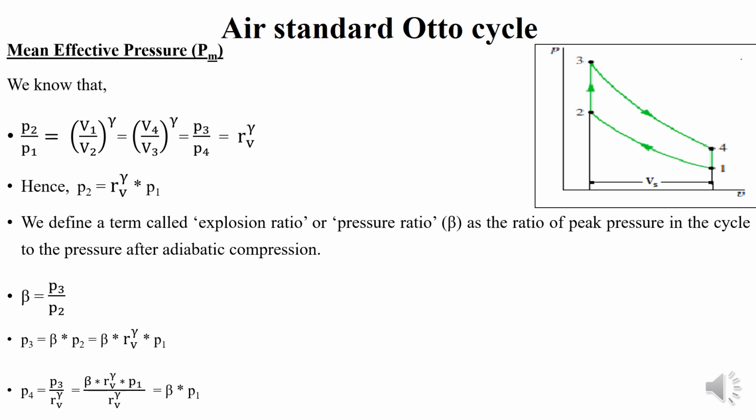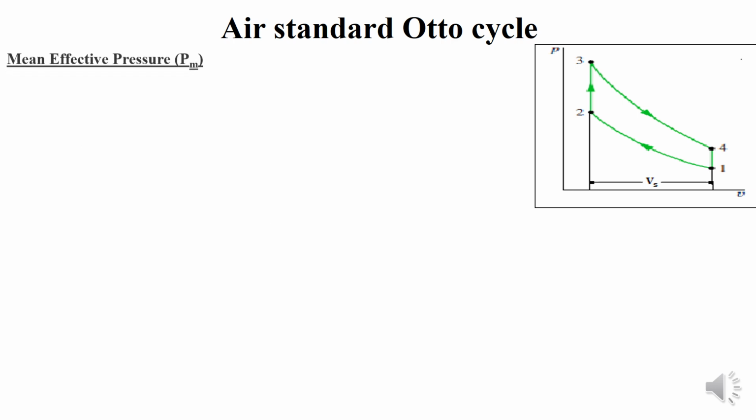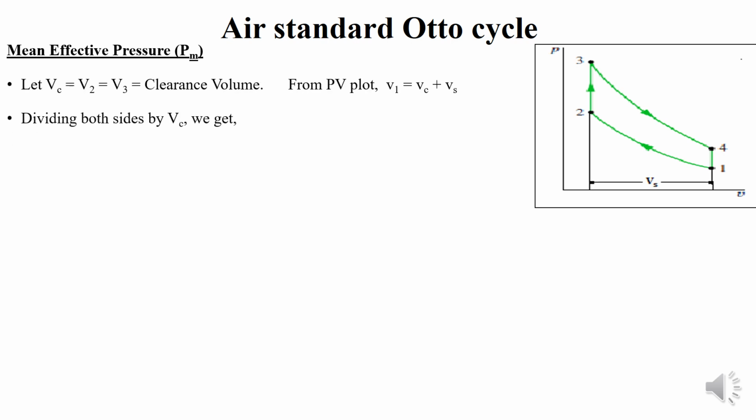Next, the volume terms to convert. So how do we convert these volume terms in terms of RV or the initial volumes? This is the clearance volume, and this is the stroke volume or swept volume. Here VC, the clearance volume, is nothing but V2 and V3. Since 2 and 3 are constant volume processes, V2 becomes equal to V3, that is nothing but the clearance volume. And V1 is nothing but Vc plus Vs.